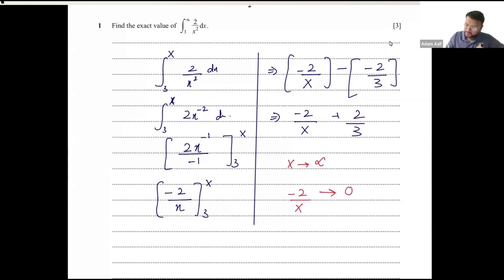So what's the final answer going to be? If this becomes 0, then the final answer is going to be a finite value, that is 2 upon 3. Please note down the working.